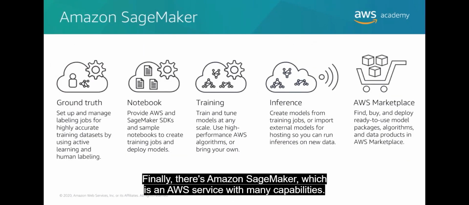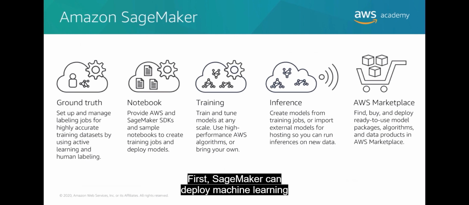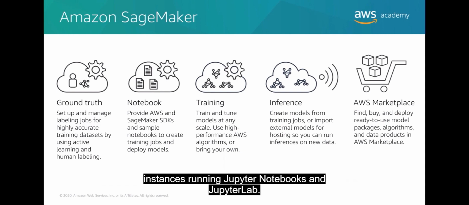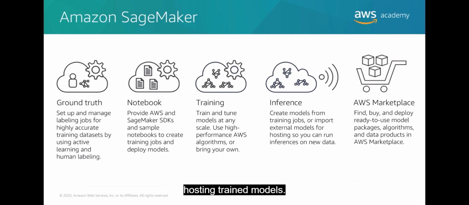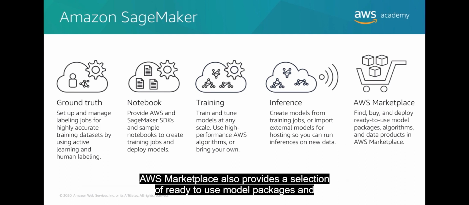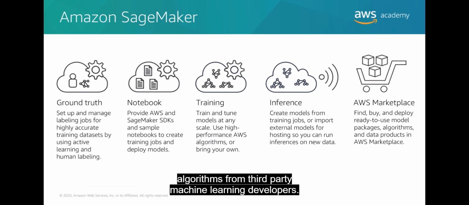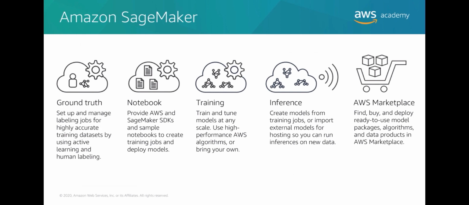Finally, there's Amazon SageMaker, which is an AWS service with many capabilities. First, SageMaker can deploy machine learning instances running Jupyter Notebooks and Jupyter Lab. It manages the deployment of these compute resources, so you only need to connect to the Jupyter environment. SageMaker also provides tools for labeling data, training models, and hosting trained models. AWS Marketplace also provides a selection of ready-to-use model packages and algorithms from third-party machine learning developers.